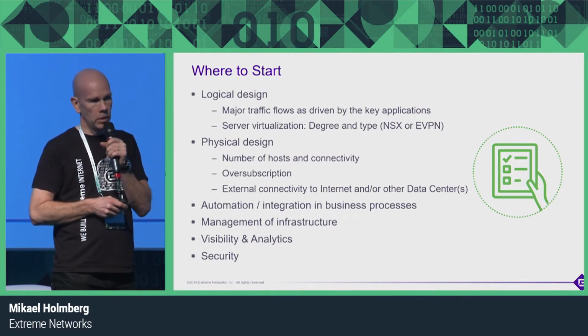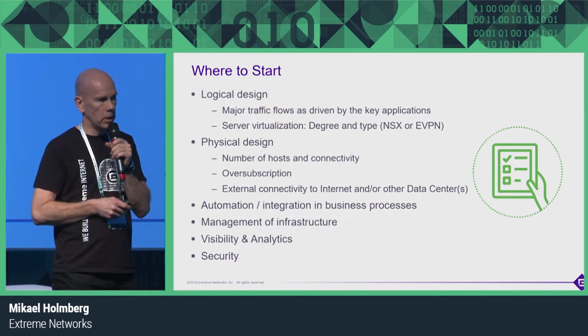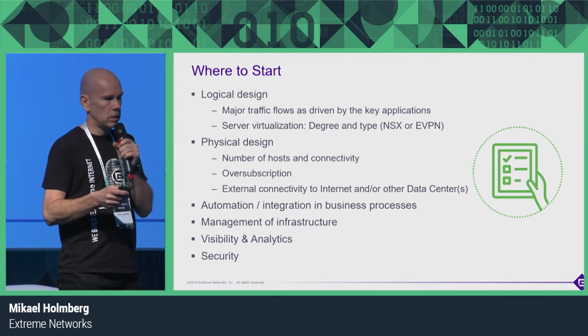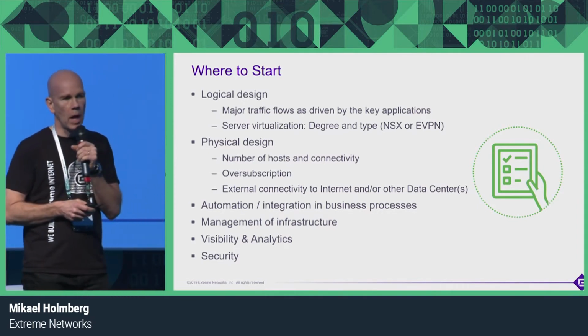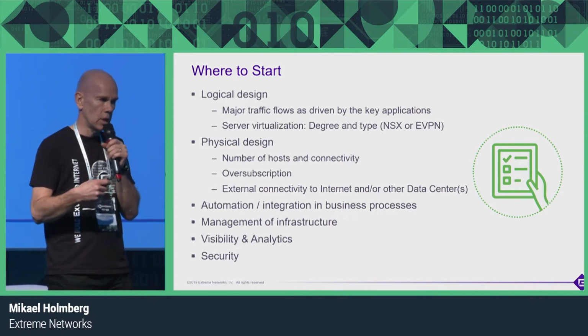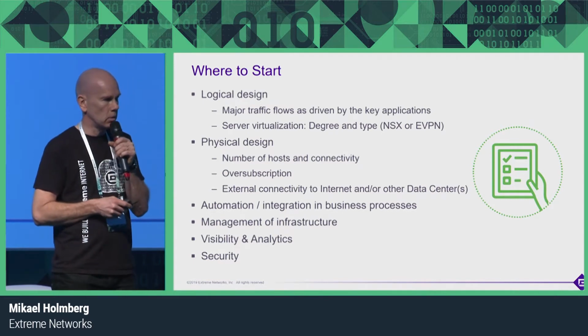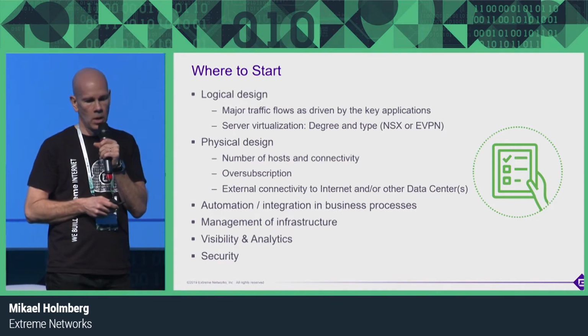And then obviously the next factor is the external connectivity. Am I going to do DCI? Am I going to do the border leaf functions, gateway functions, all of those different things? So this is just a high-level list, giving you some examples of aspects you need to take into consideration.